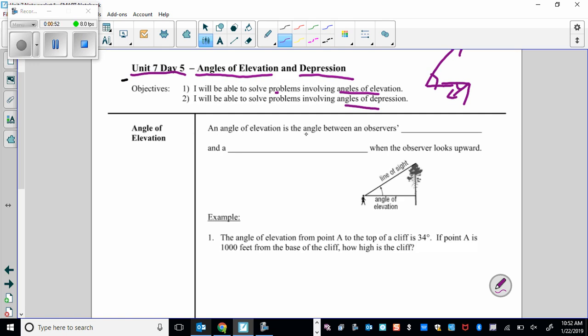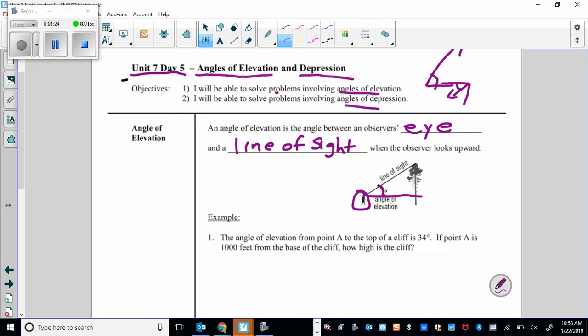An angle of elevation is an angle between the observer's eye. Let me write it. Right, an angle of elevation is an angle between an observer's eye and a line of sight when the observer is looking upward. So as you guys can see, the person is standing right here. And when this person is looking up, it creates an angle with this horizontal line.